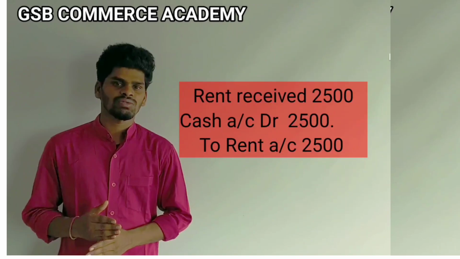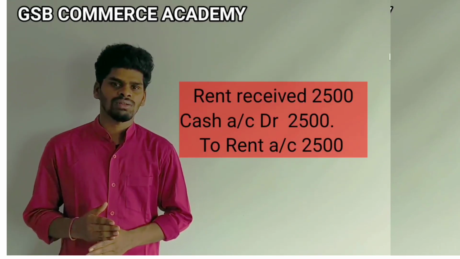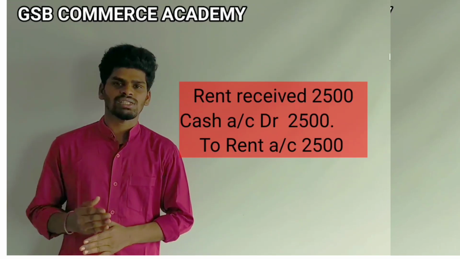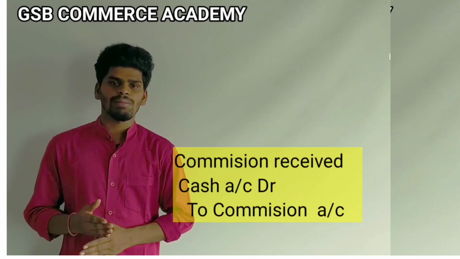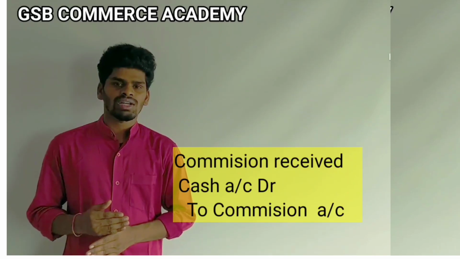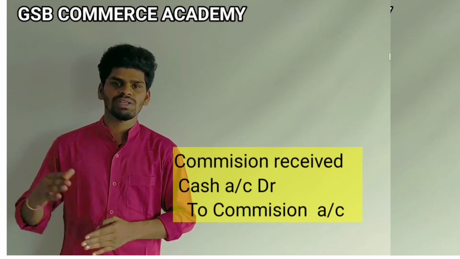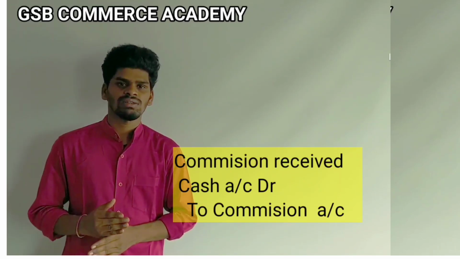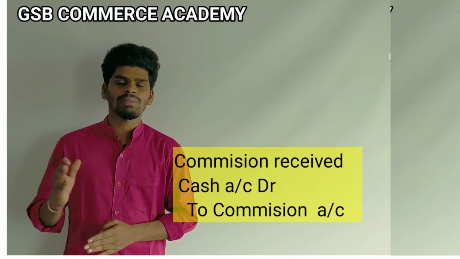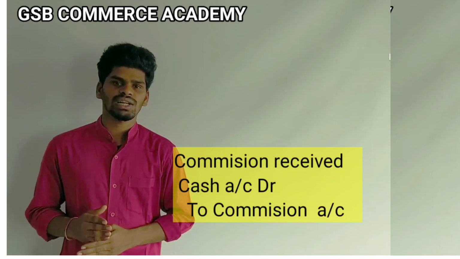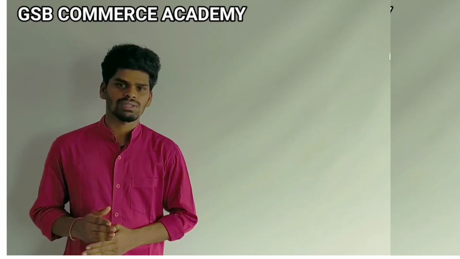Another example is rent received, 2,500 rupees. The cash is received, and for which purpose? Rent. And another example is commission received. This is income. What comes in? Cash. For which purpose? Commission received. Okay, this is the cash. Cash account debit to commission account. This is the example journal entry of the nominal account.